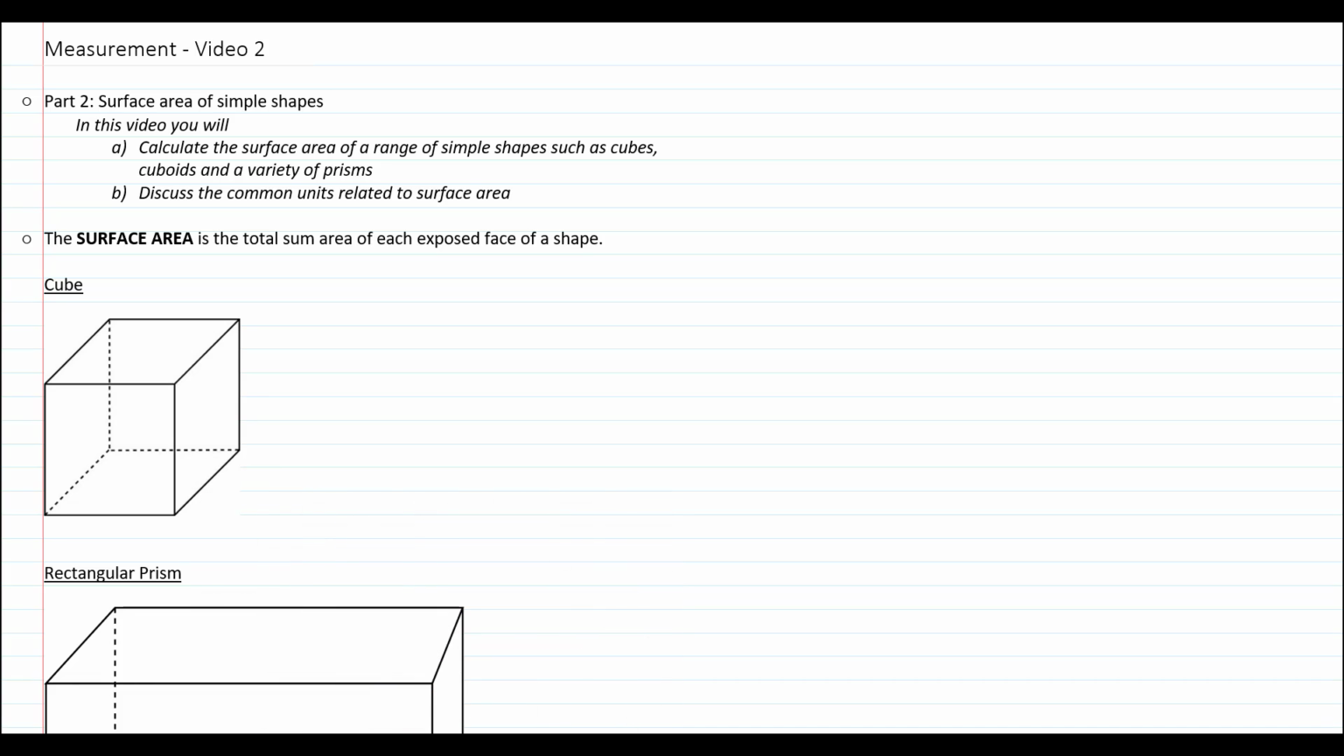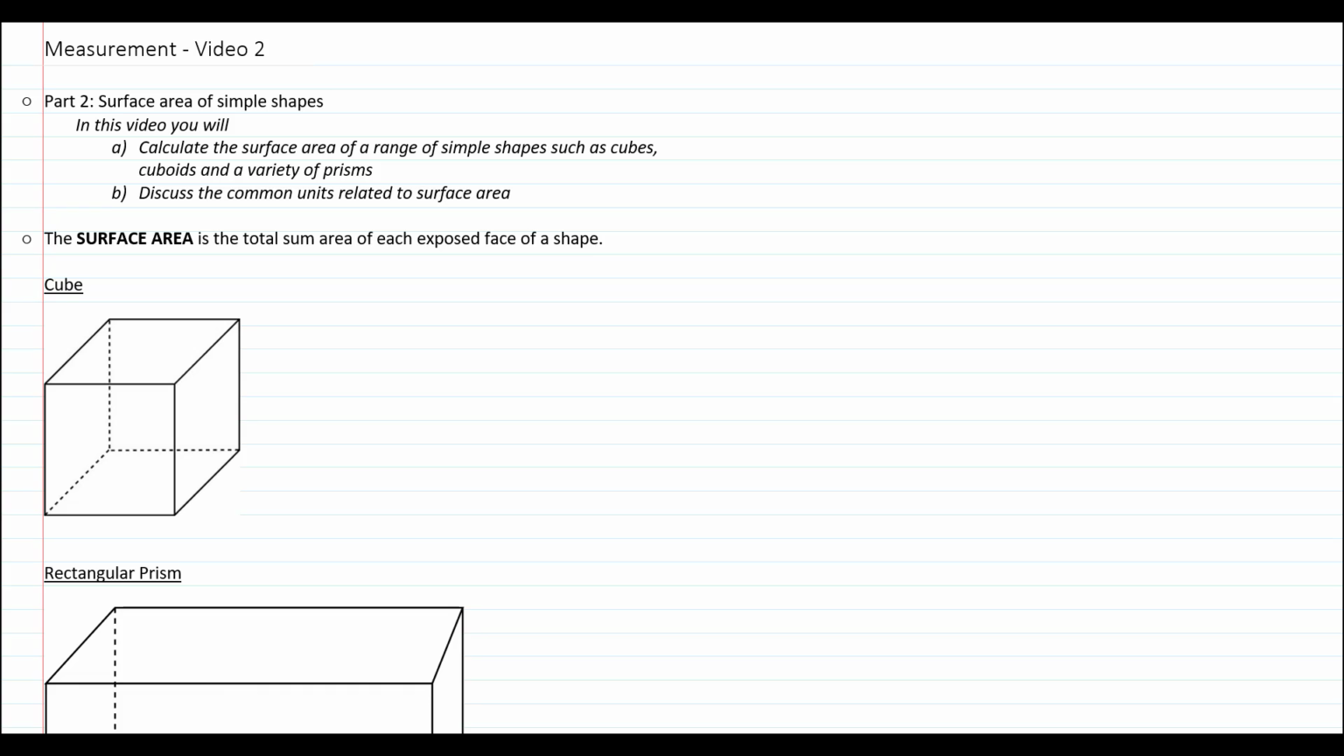Hi and welcome to measurement video 2. In this video we're going to look at surface area, and we're going to look at some surface area stuff that you surely should know from previous learning. So we're going to look at cubes, cuboids or rectangular prisms. We're going to discuss the common units related to surface area as well, and we'll do some examples.